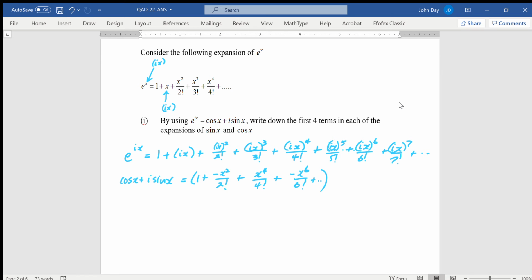I've only expanded the first 8 terms there, and there's the first 4 real ones. And the first 4 imaginary ones are ix and minus x cubed on 3 fact, and so you take i out of there, you've got i to the 4, which is plus x to the 5 fact, and minus x to the 7 on 7 fact, and it keeps going, but that's the first 4.